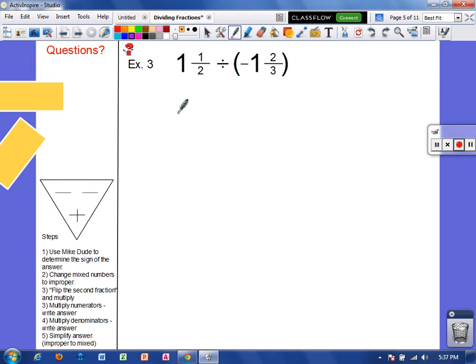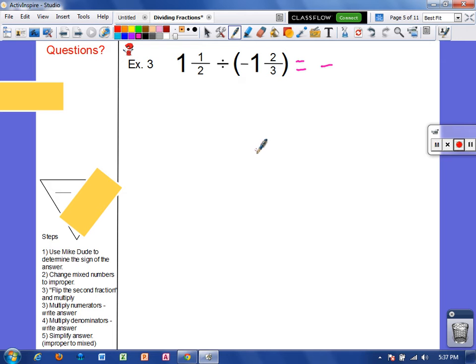All right, example 3, we have 1 1/2 divided by negative 1 and 2/3. So first thing I'm going to do is use Mike-Do. I have a positive divided by a negative, so I'm going to cover that up on Mike-Do. I'm left with a negative. So I know that I'm going to have a negative answer.